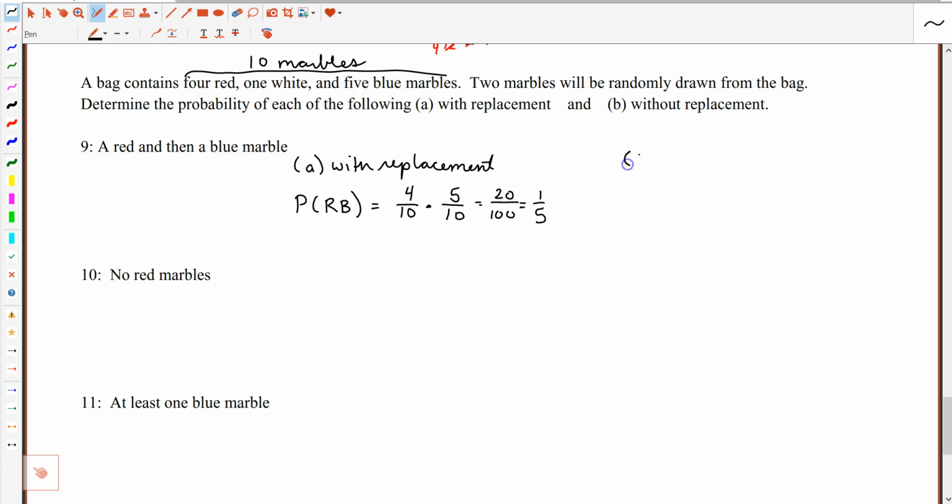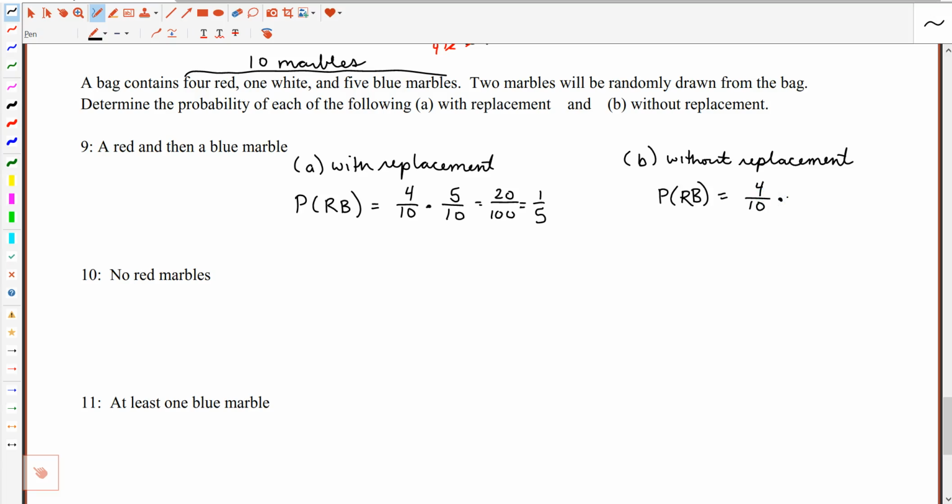Let's take a look at the same scenario, but now without replacement. So probability of pulling a red marble first and then a blue marble second. So the probability that the red marble is first. Well, for the first pull, you've got 10 marbles in the bag. 4 of them are red.